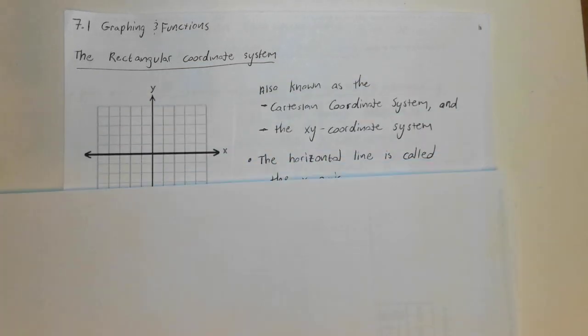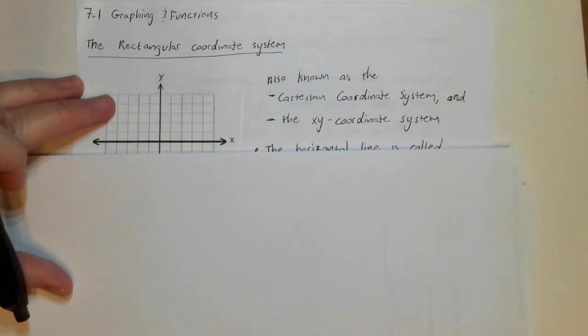We're going to assume that you don't know anything about how to graph, so we're going to start from the ground. 7.1 should be quite a review. So here we go. We're going to start off with the rectangular coordinate system. Sometimes we might call that the Cartesian coordinate system or the XY plane or XY coordinate system.